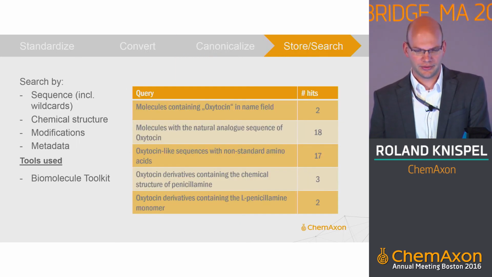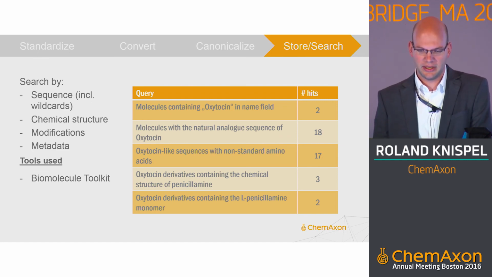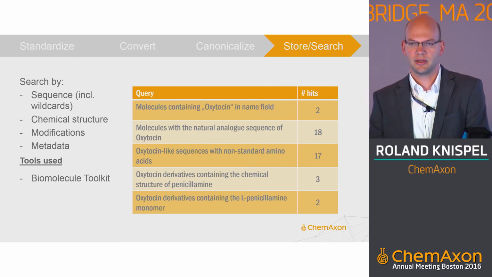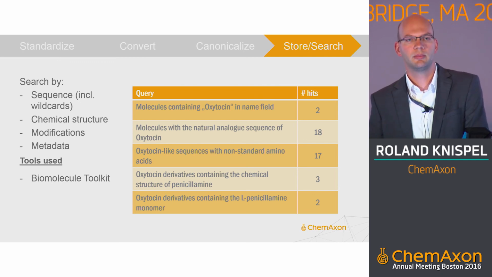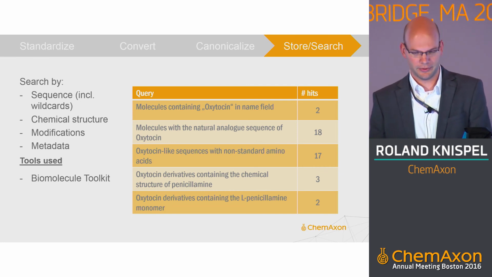The last step is then just giving an indication for what types of additional questions you can ask into that content. So we can search by sequence, including wildcards in case you have sequence domains or specific active patterns in your sequence. You can look for metadata, everything which has oxytocin somehow in its name field. But we can also ask specific questions such as, give me back all molecules which contain a specific chemical building block, which is provided either by name or by chemical structure, for example.